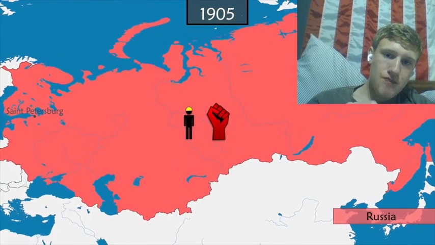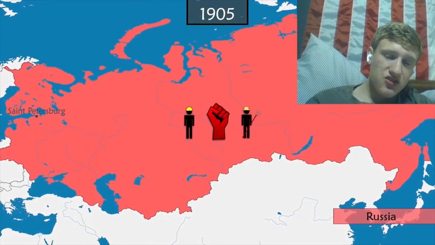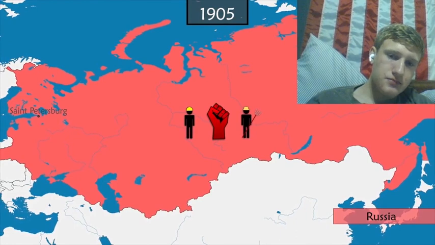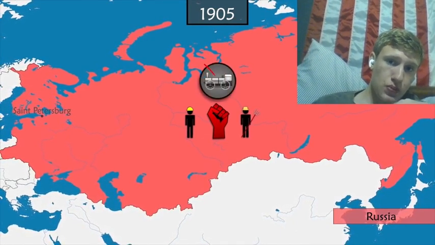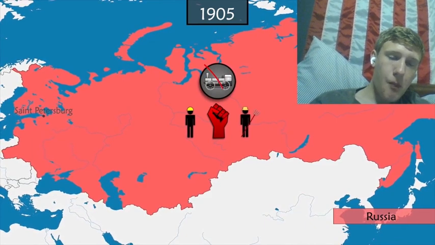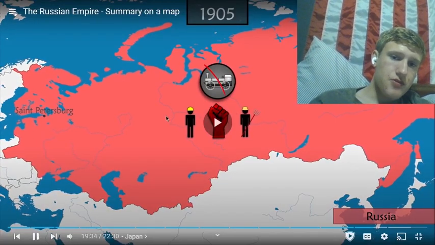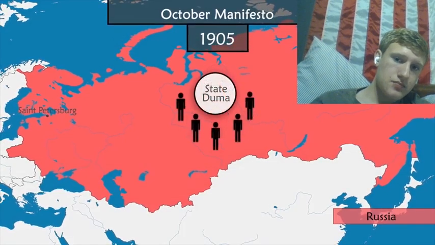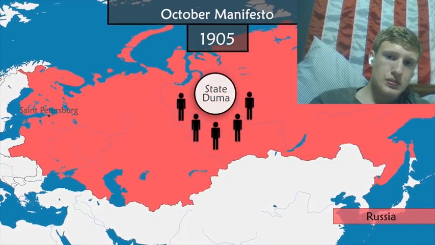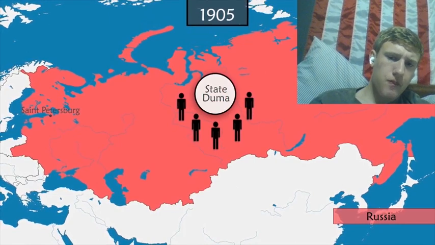Workers organize strikes, peasants attack the property of nobles, and minorities demand more autonomy. Finally, a railway workers' strike paralyzes the country. With his back to the wall, Emperor Nicholas II is forced to accept the establishment of a state Duma, that is, a legislative assembly, which weakens the autocracy.